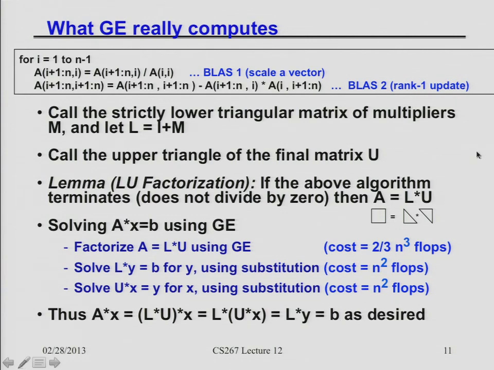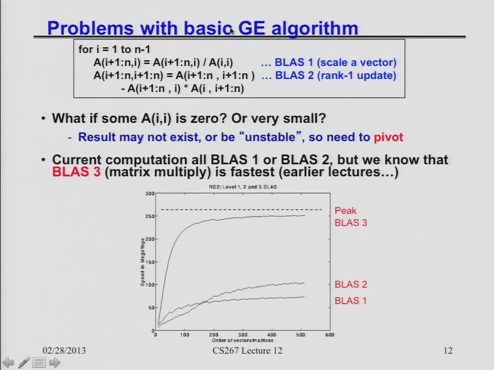Now you may say, well, why wouldn't I compute the inverse of A and then multiply by the inverse? That's a bad idea. That triples the cost and gives you a less accurate answer. So this is the right way to do it. So let me just write that code again and say, are we done?